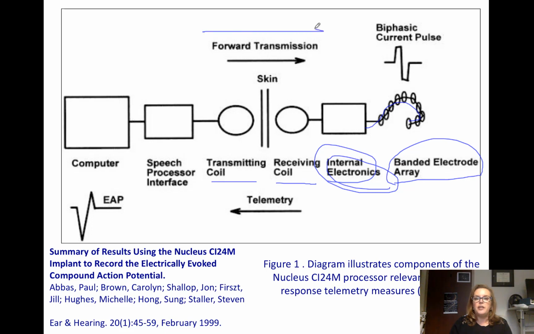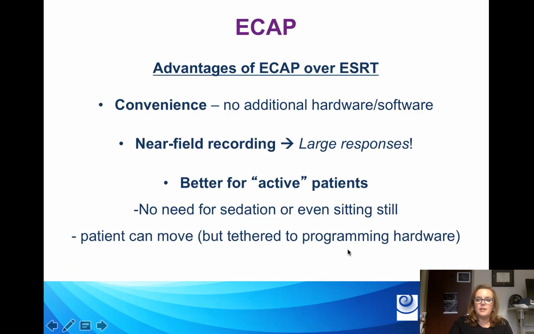And you've got your forward transmission here and your backward telemetry here so that you can measure the ECAP. Okay, so what are the advantages? There are actually a lot of advantages of ECAP, which is probably why most people use them. It's convenient. It's built right there into our cochlear implant software, so you don't need anything extra. It's all right there. It's near field recording, huge responses.